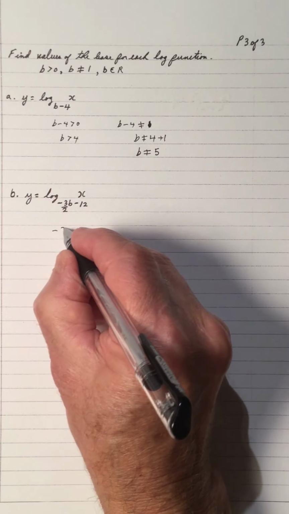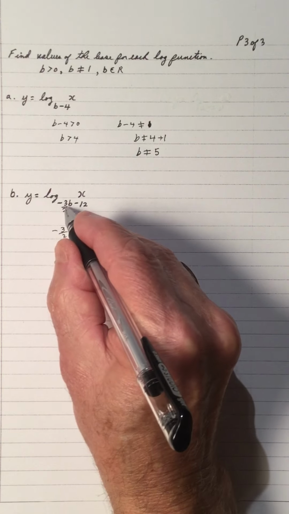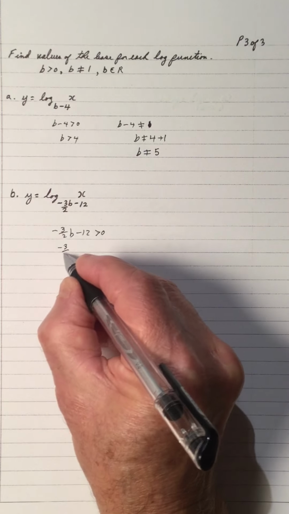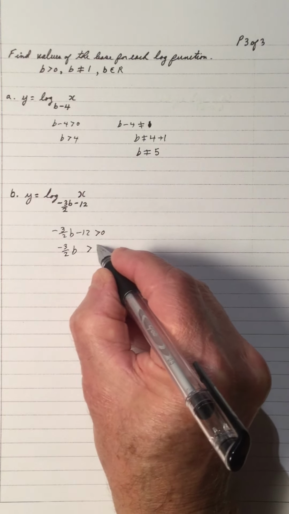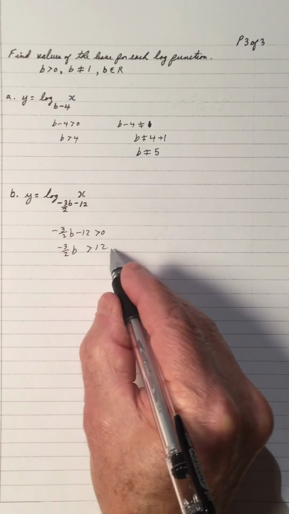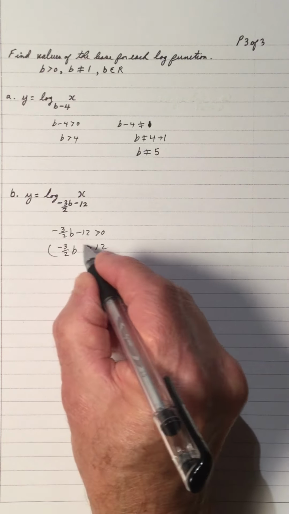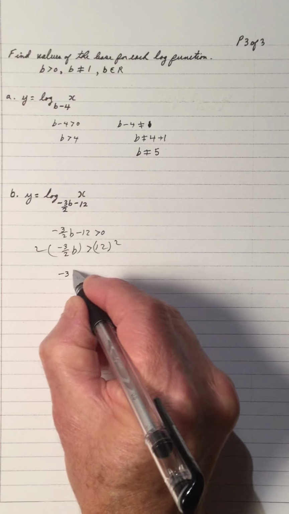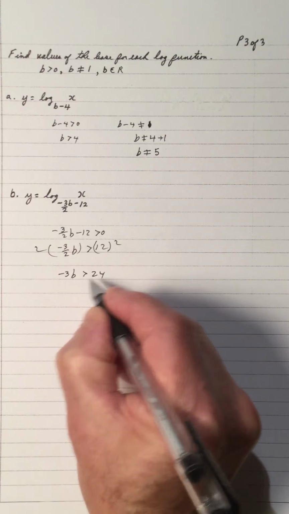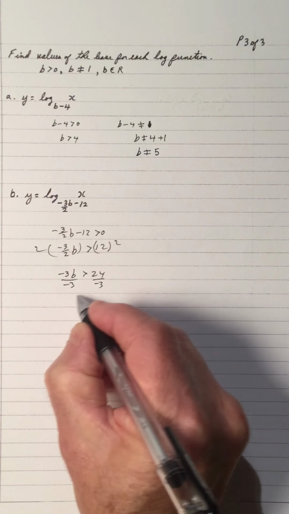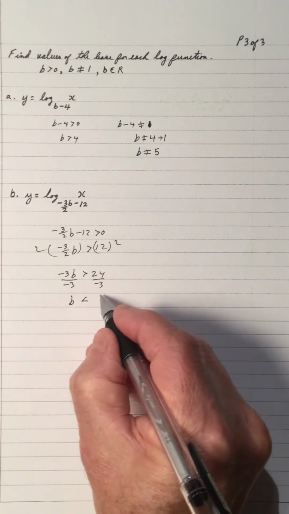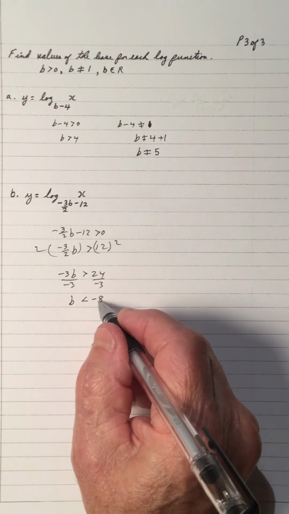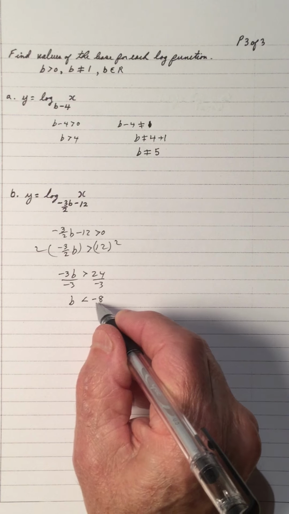And we have negative. The base is negative 2/3 b minus 12. It has to be greater than 0. Negative 2/3 b greater than 12. We multiply by 3 to get rid of fractions. So we get negative 2b is greater than 36. Now divide by negative 2. And when we divide by a negative number, it reverses, and we get negative 18. So all values of b have to be less than negative 18.